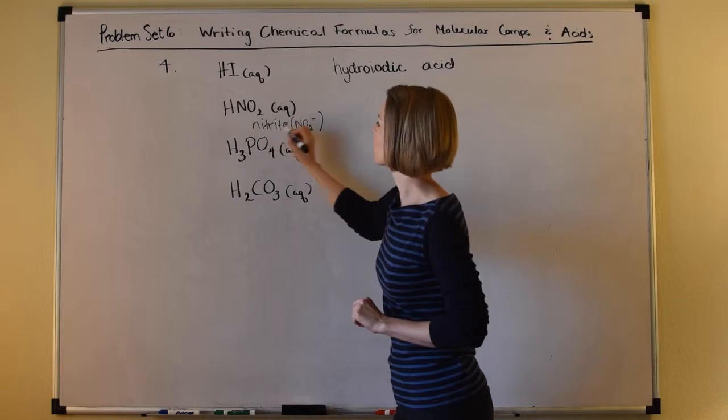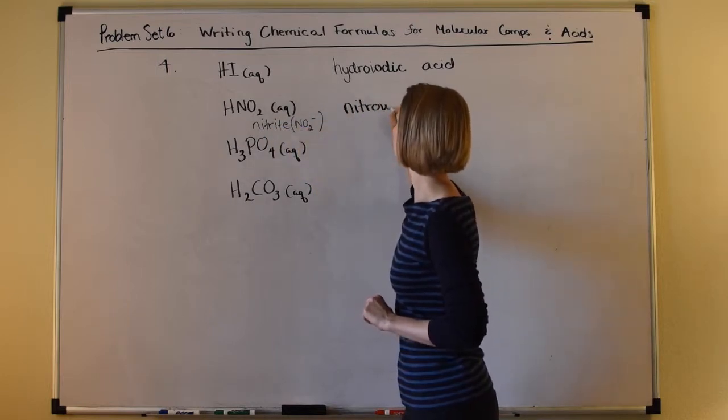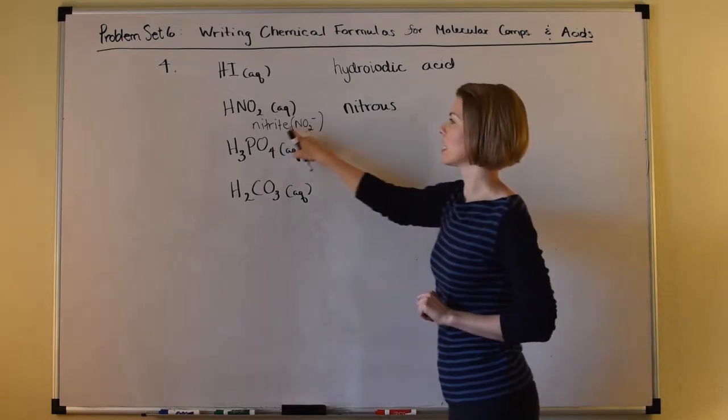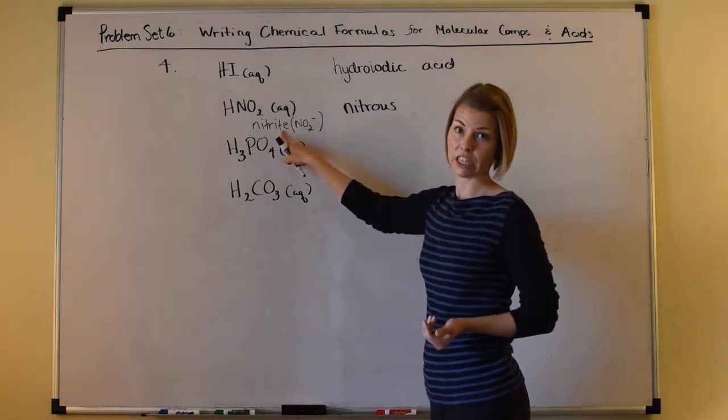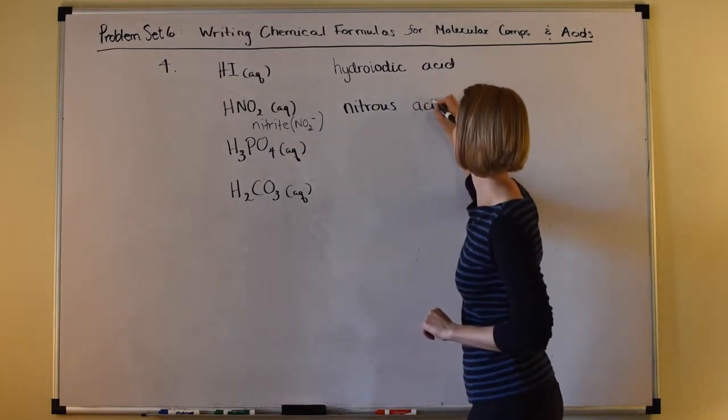Okay, so nitrite becomes nitrous. Remember that if the ending is "ite," we change it to "us." If the ending is "ate," we change it to "ic." So in this case, this is nitrous acid.